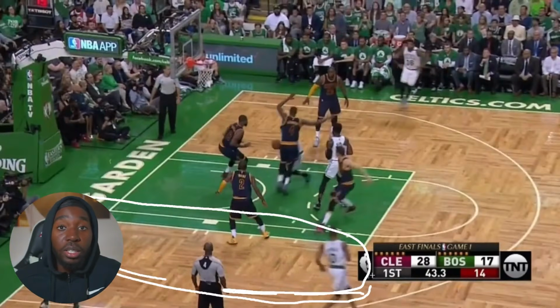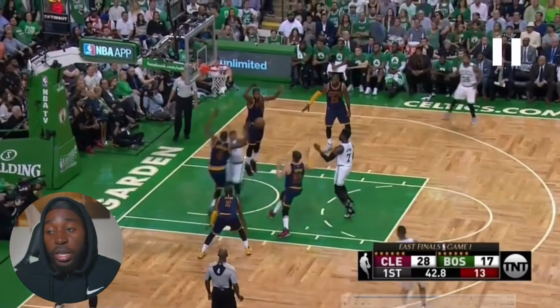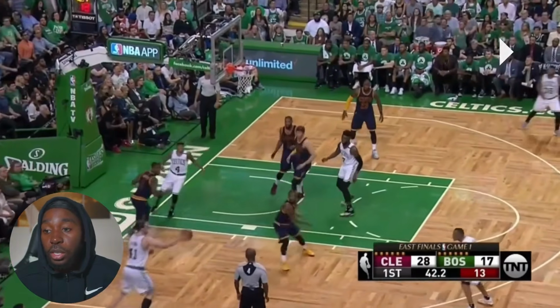He knows this is what he has to look for, right? So now it's just a matter of is he going to throw to Olynyk or is he going to throw it to Bradley? It's just a matter of what Kyrie Irving is going to choose. And as you see, Kyrie Irving has his chest to the ball, and he's not really making any decision. He just kicks it to Olynyk.